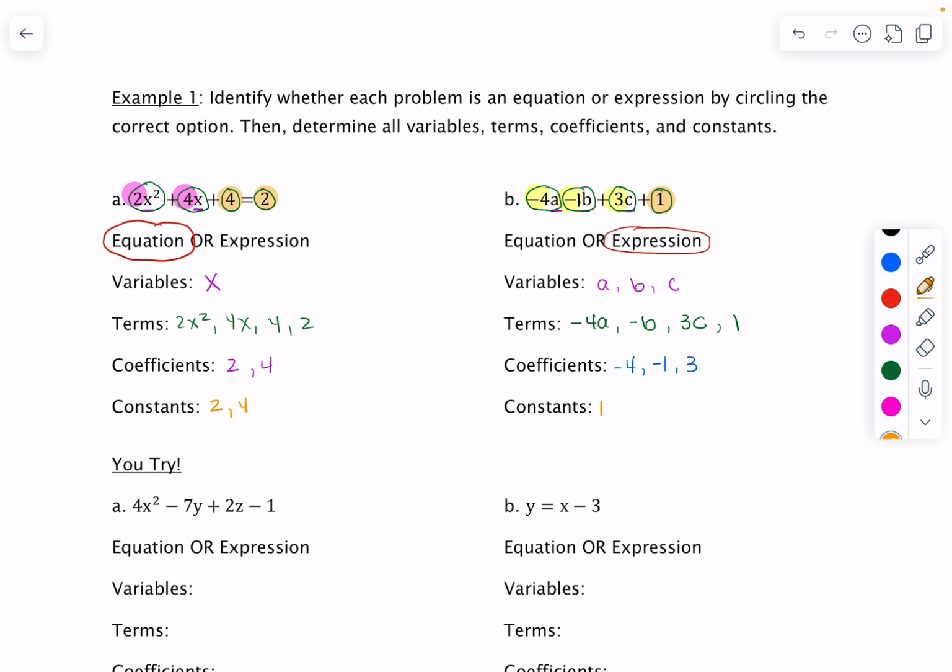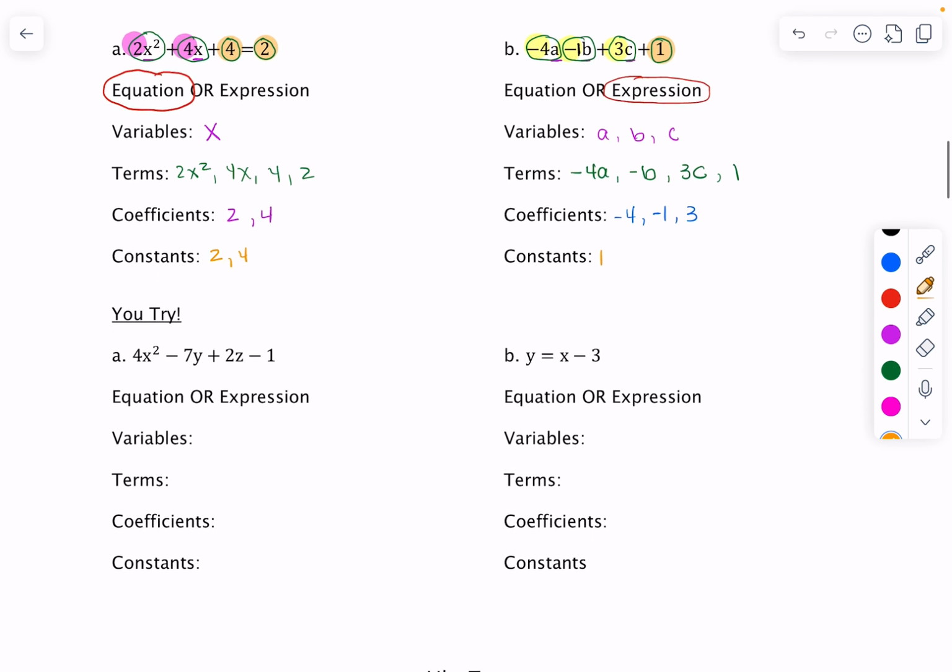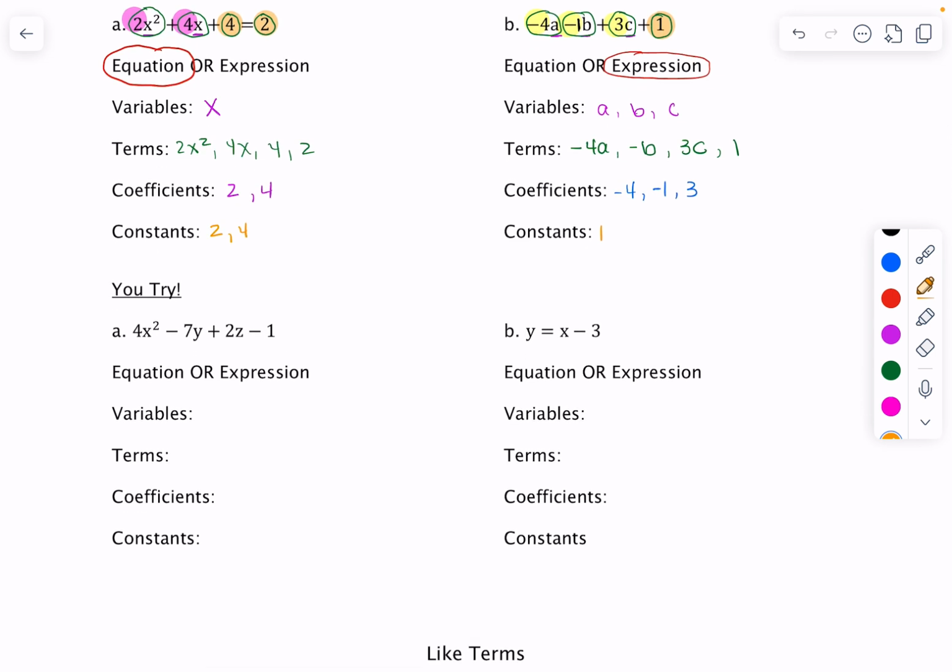Okay. Now I want you to look at the next 2 problems. I want you to pause the video. Whenever you see this you try, that means it's your turn to pause the video, try the problem, unpause, and then you'll see the solution. So go ahead and pause the video, and when you're done, you can go ahead and see what the answers are. So go ahead and pause now. Okay, hopefully you've paused so you can see what the solutions are.